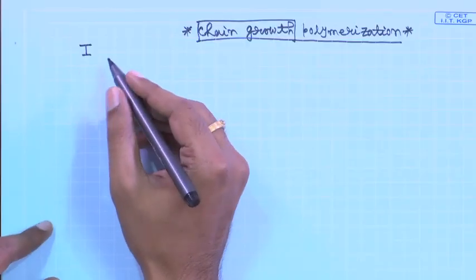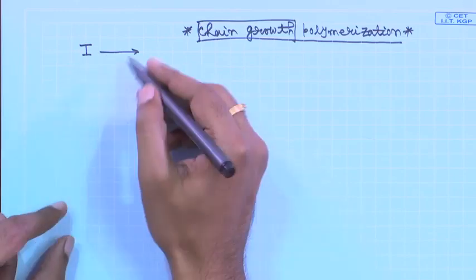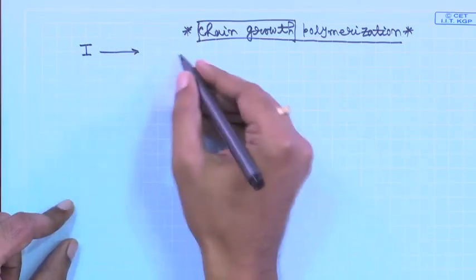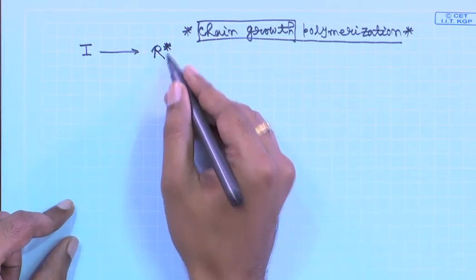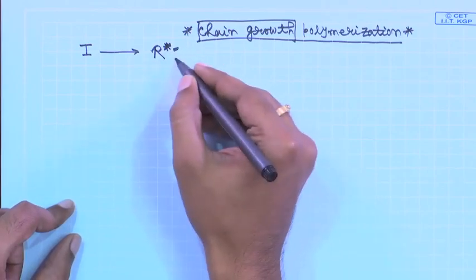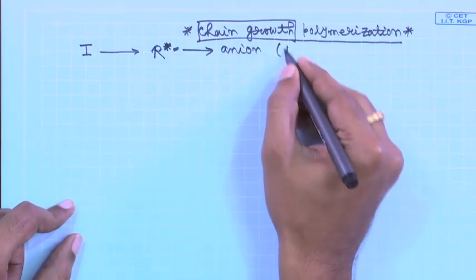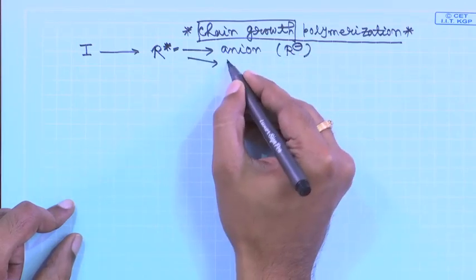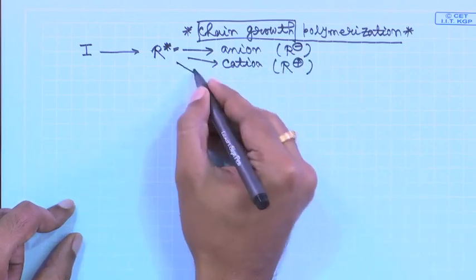The general nature of this reaction is that you have an initiator, let us say I am putting it as I here. This initiator, of course, initiates the polymerization, that is why the name is initiator. It will dissociate into a reactive species, R star I am putting. Now, this R star, this reactive species, this star is quite a general designation here. This species could be an anion, in that case you have R minus, it could be a cation, R plus in that case, or it could be a radical.